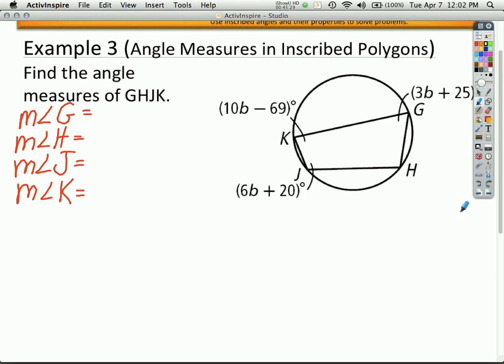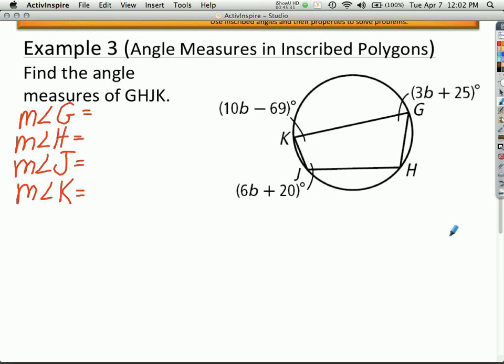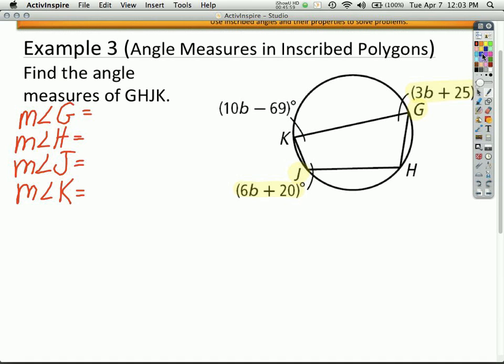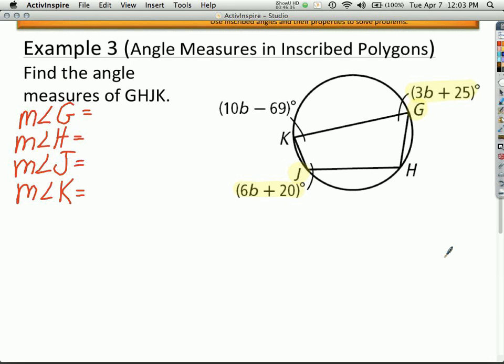This is a quadrilateral. GHJK is a quadrilateral inscribed in a circle. We can see it. Each vertex is a point on the circle. Because of that, we know that there's a relationship that exists. J and G must be supplementary, which means that this algebraic expression and this algebraic expression together must add up to 180. So because of that relationship, we can set up something to find missing pieces, and then from there, things snowball.